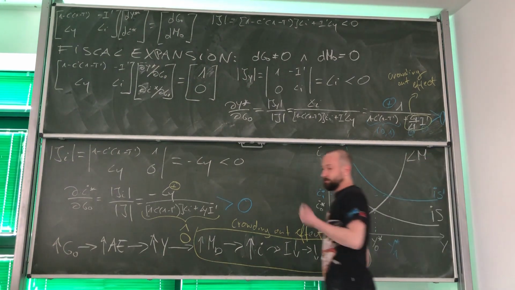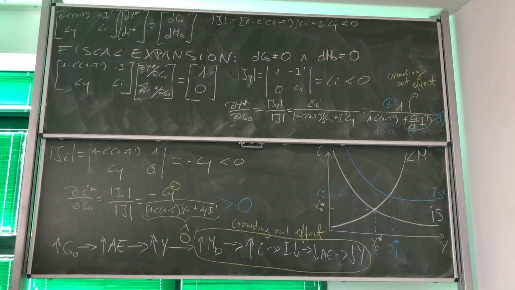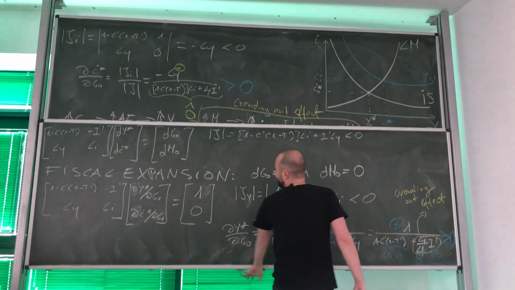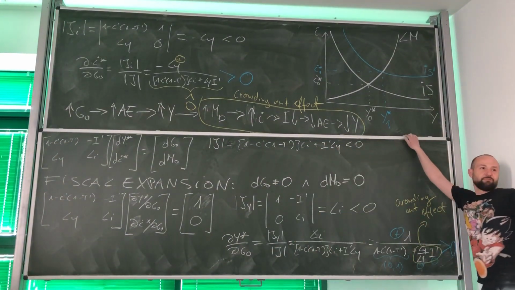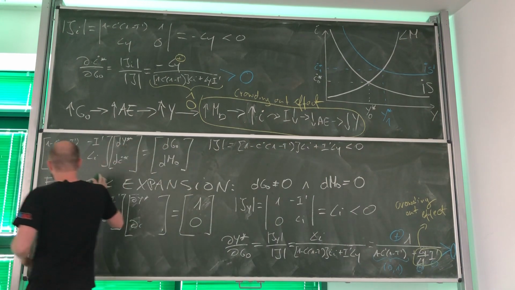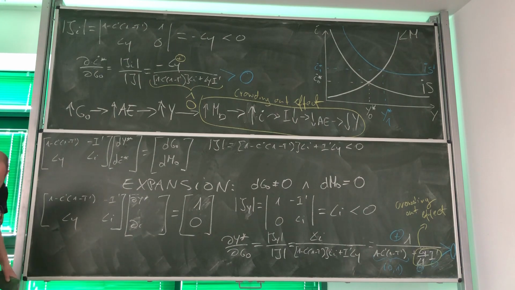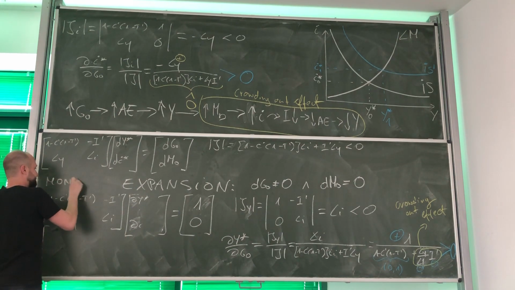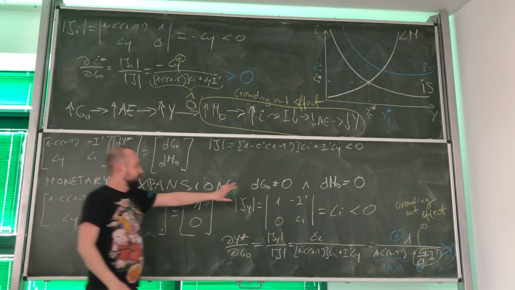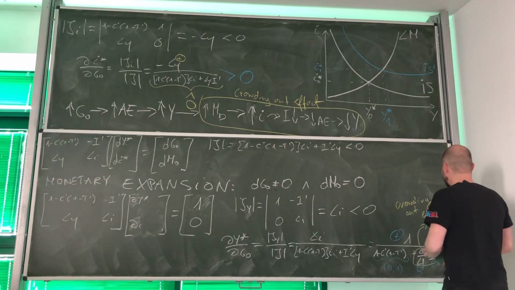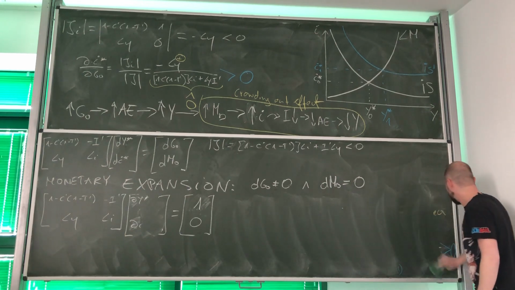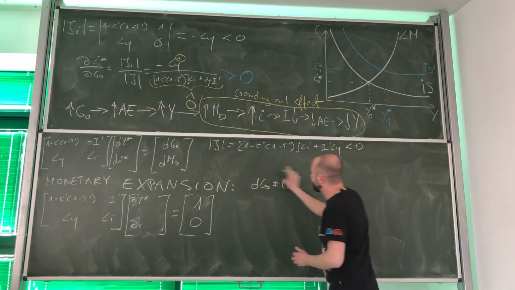Okay, so look, now that you see how easy it was for us to describe fiscal expansion, let's do now monetary expansion. Okay, so what do we need to change here? Here we need to change fiscal to monetary. Before we were assuming that government spending is changing while money supply stays at the same level. Now we're assuming the opposite.